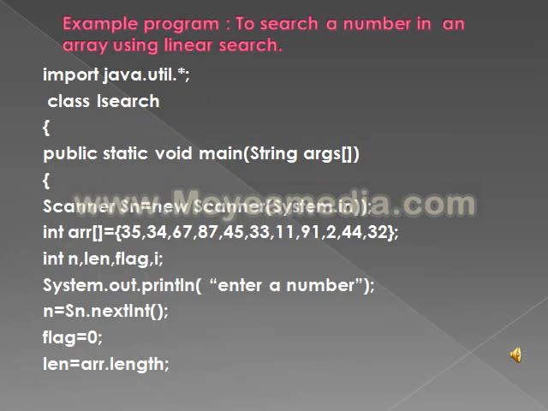Now we will see an example program using linear search. Here the class name is LSearch and we have used the Scanner class. It is used to get input during runtime from the user. Here totally 10 values are initialized in an array variable, and len, flag, i and n have been declared as integers. They are ordinary variables. The number to be searched will be stored in n. The flag is equal to 0 and len is equal to array.length, which means the size of the array will be stored in len.